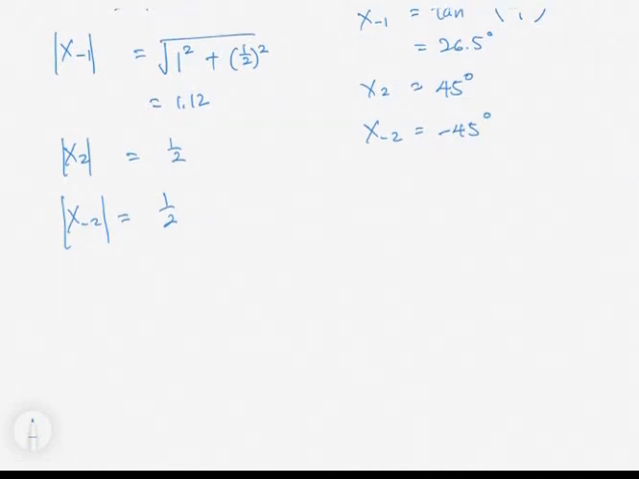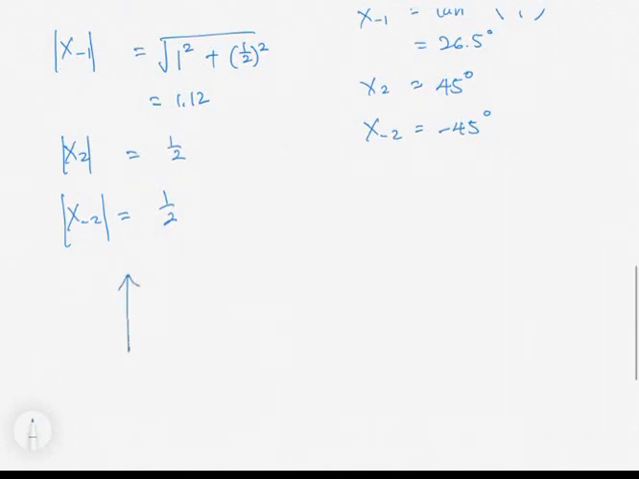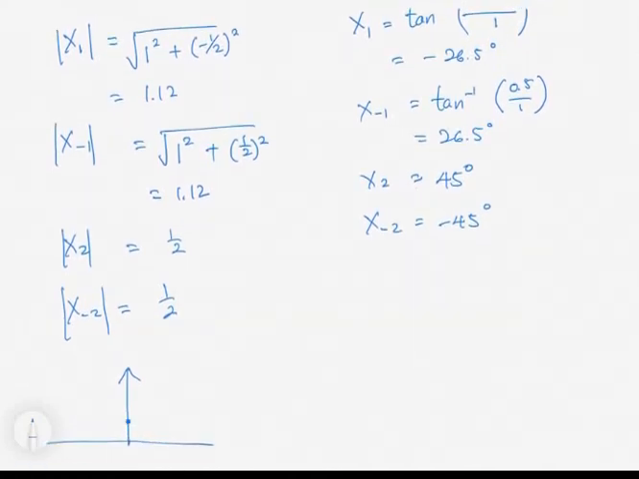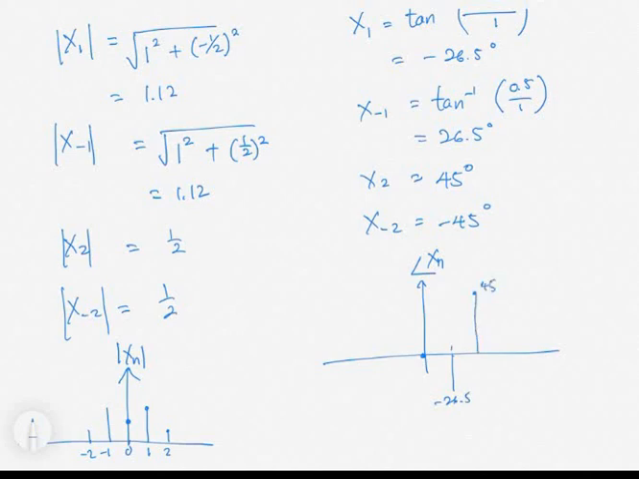Okay, in order to plot the Fourier series coefficients for the magnitude, you can put it like this. Just now you have x0 is 1, and then you have 1.12, and then 0.5. So this is for the magnitude of xn. And also for the phase, you have negative 26.5, and for 2 it is positive 45. This one is also the same: 26.5 and negative 45.